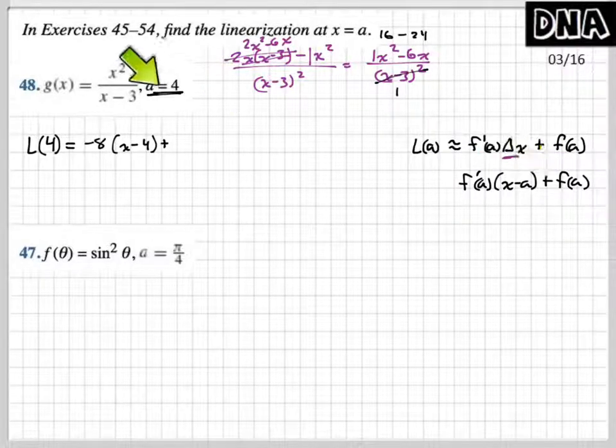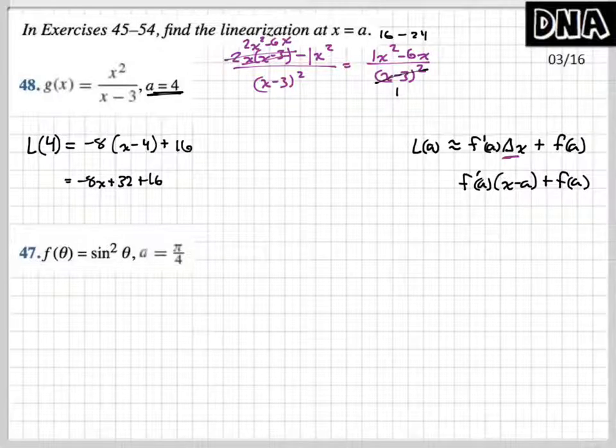So f of a is going to be 4 plugged into that. We get 16 over 1, which is just 16, right? Simplify. We get negative 8x plus 32 plus 16. So our final answer is negative 8x plus 48.